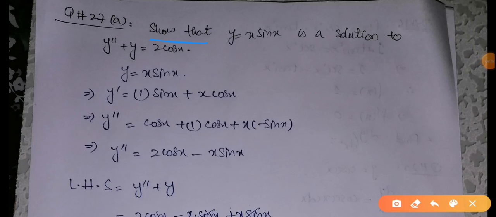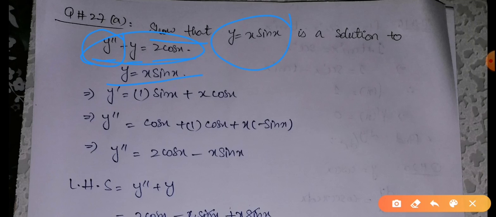Part A. Show that y is equal to x sin x is a solution to the equation. Solution means the left hand side must be equal to the right hand side when we put some value of the variable in the equation. So the given value is y is equal to x sin x. The equation is y double prime plus y is equal to 2 cos x. So we must know the double derivative of y.